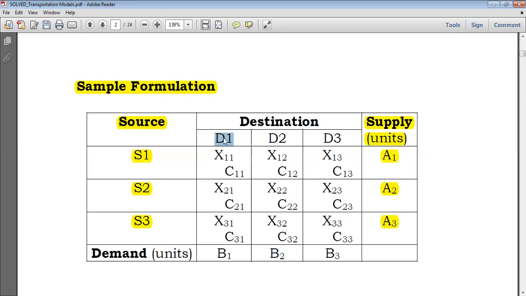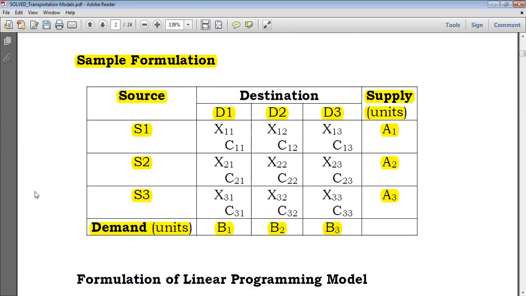So let's say you have destination 1, and then we have destination 2, and also you have destination 3 over here. Destination 1 demands B1 units. Destination 2 demands B2 units, and destination 3 demands B3 units. So these are the demands for each destination. Be very careful here when understanding the formulation. So let's take a look at what we mean by X and C inside this formulation. It's very, very simple. C simply means cost. So C11 is the cost to transport 1 unit from source 1 to destination 1.